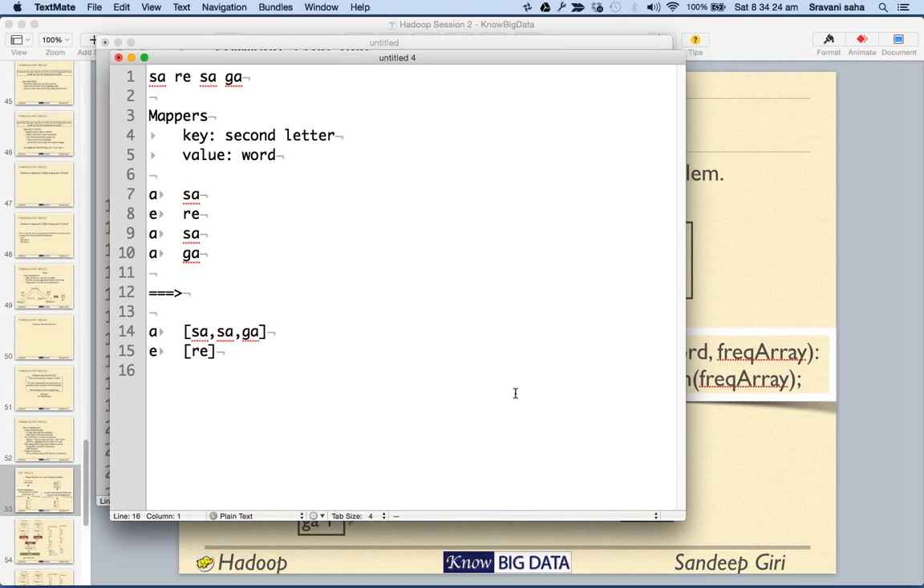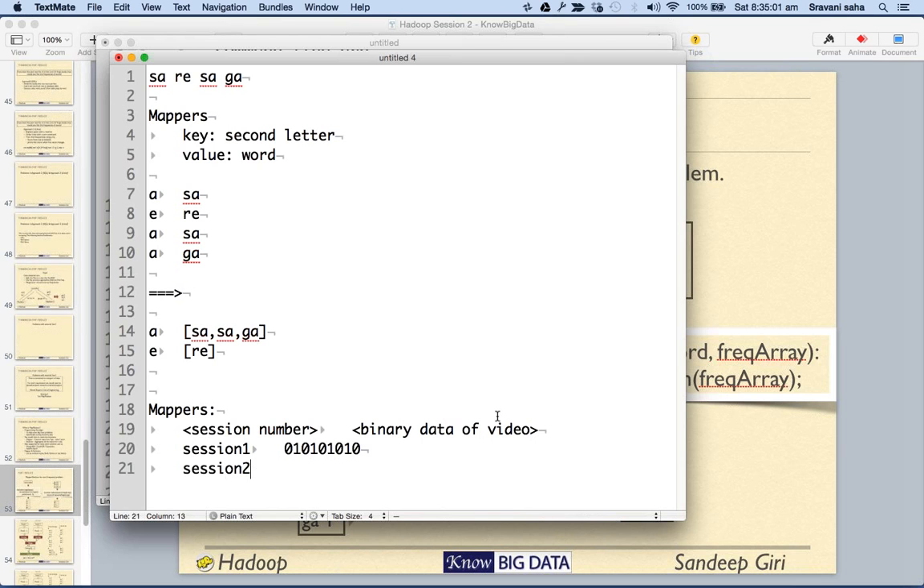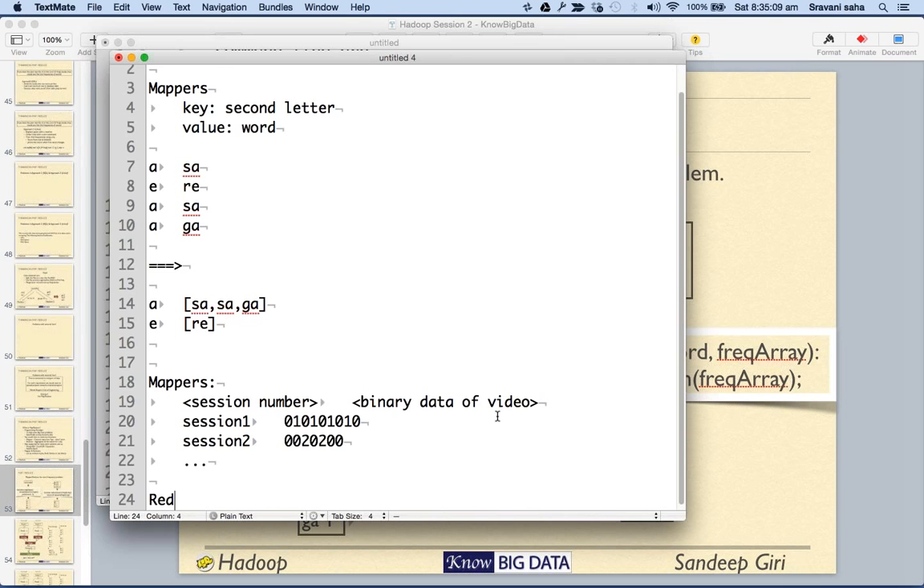Imagine that as part of your mapper, and I'm taking the example of Sabrish's question, the mapper writes down as the key the session number. That's my key, and the value is the binary data of video. So we'll say session 1 and some binary data, and session 2 and some binary data, and so on. That is our mapper.